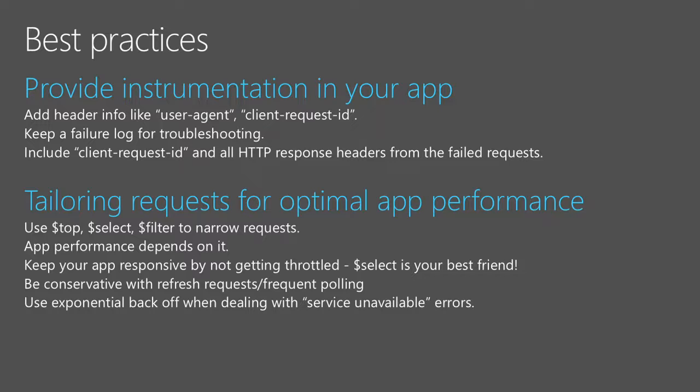If you see service unavailable, I think this is true for any service, but this is true for REST APIs too. Use exponential backoff. If you keep trying to hit us, then you might just exhaust the user's quota, and that's going to just cause pain for them.